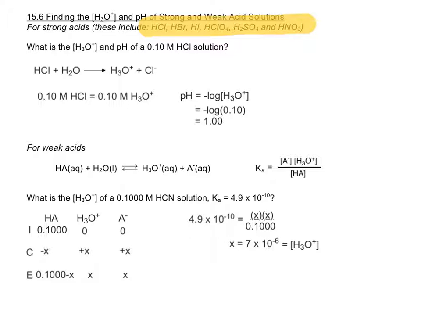Okay, and you can see that if we subtract 7 times 10 to the minus 6 from our 0.1000, the number isn't going to change. All right, so then that means our hydronium ion concentration is 7 times 10 to the minus 6, and if we do the negative log of 7 times 10 to the minus 6, we get 5.155 as our pH. Okay, so here's another example just to give you some practice.